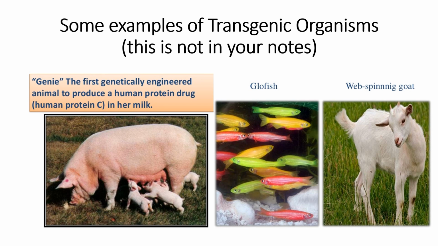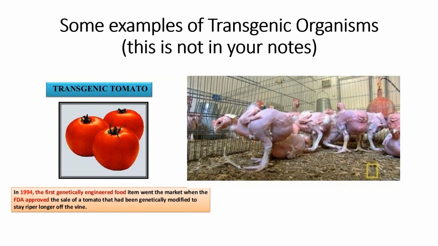There are other examples of transgenic organisms, so these are real ones, they're not in your notes. Genie is the first genetically engineered animal to produce a human protein drug, which is human protein C in her milk. We have fish that glow, kind of like our firefly plant. We have goats that can spin webs like spider web. We have transgenic tomatoes, which were the first genetically engineered food that went to market, when the FDA approved the sale of tomatoes that had been genetically modified to stay riper longer off the vine, so they could be picked riper and transported without them getting mushy by the time they actually got sold.